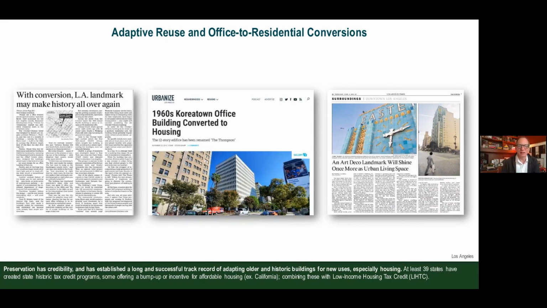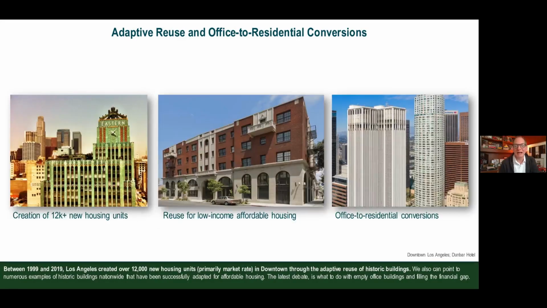You know, nearly 40 states have state-level tax credit programs. Some of them have a specific benefit or a bonus if you're doing affordable housing production. We probably need more of those kinds of things. And it's often that we're pairing or twinning these with the low-income housing tax credits. So we have the history in terms of doing this.